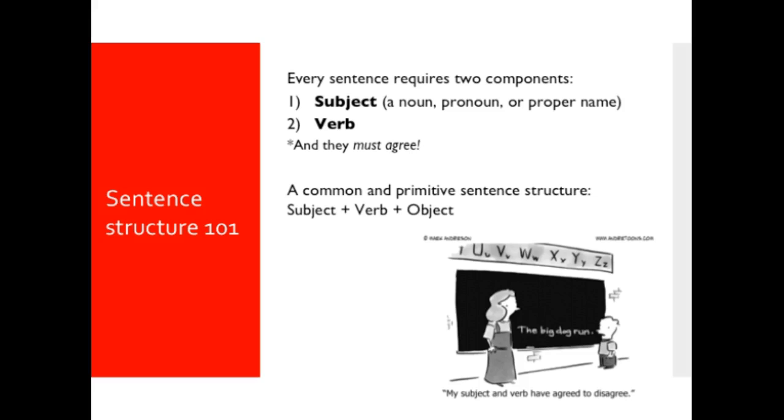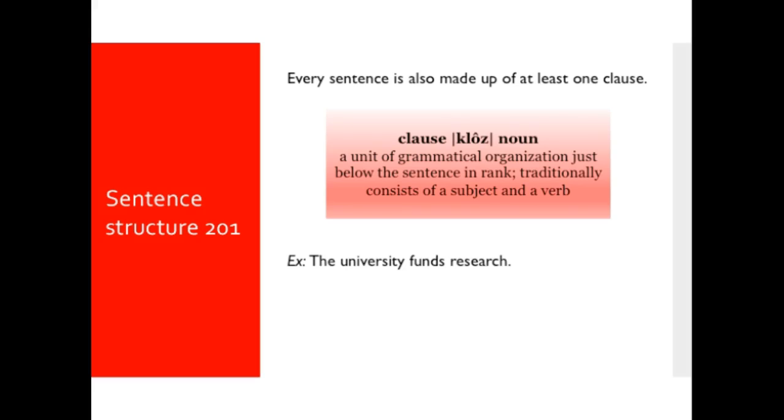A very common and the most basic sentence structure is pretty much subject, verb, object. So the subject does something to the object or with the object. And every sentence is made up of at least one clause. So a single clause would be subject, verb, object, or just subject, verb composition. It's basically the unit of grammatical organization just below the sentence.